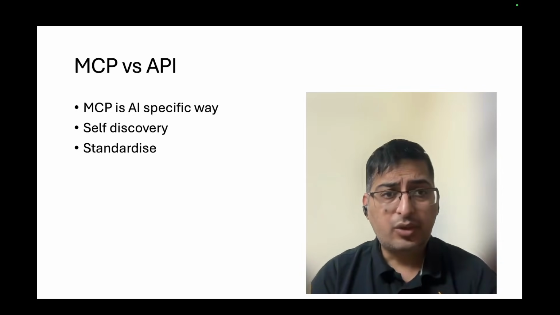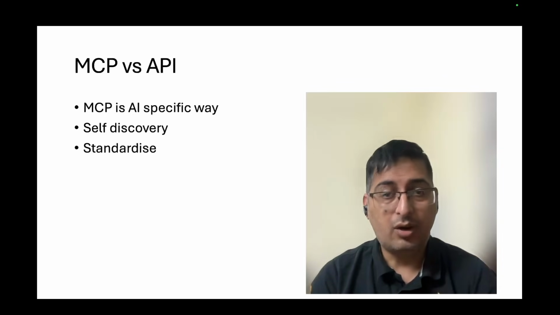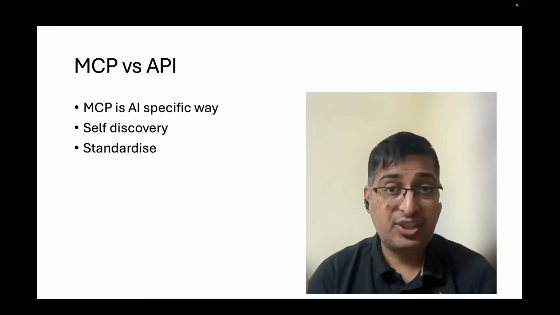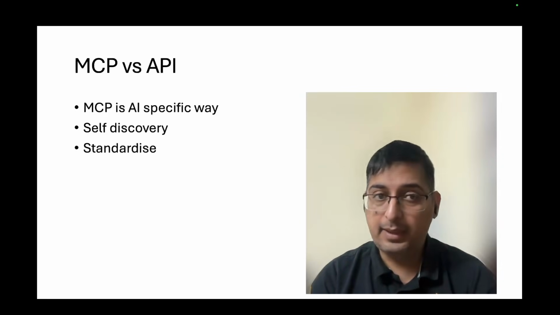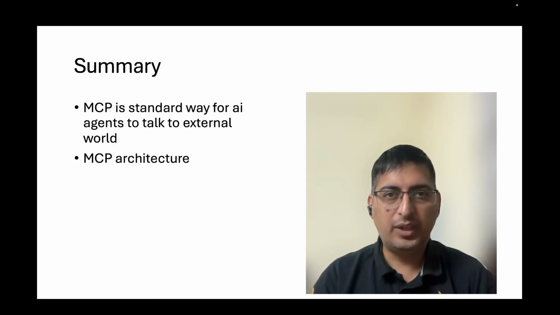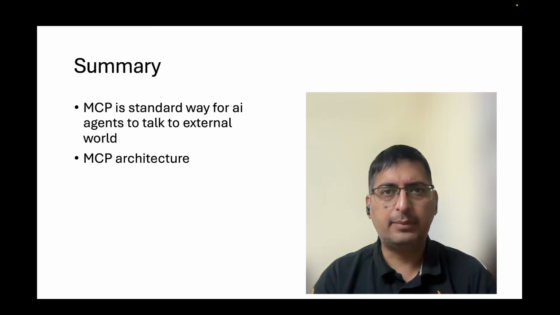Another major problem that it solves is standardization. With a lot of agentic AI libraries like Google's library, CrewAI, AutoGen from Microsoft, and LangChain, there was a need to standardize the tools and these services across these frameworks so that there is no duplication of code and no duplication of tools. So MCP has made it possible. So in this video, we learned about what is MCP. It is a standard way for AI agents to talk to the external world. And we also learned what is MCP architecture.